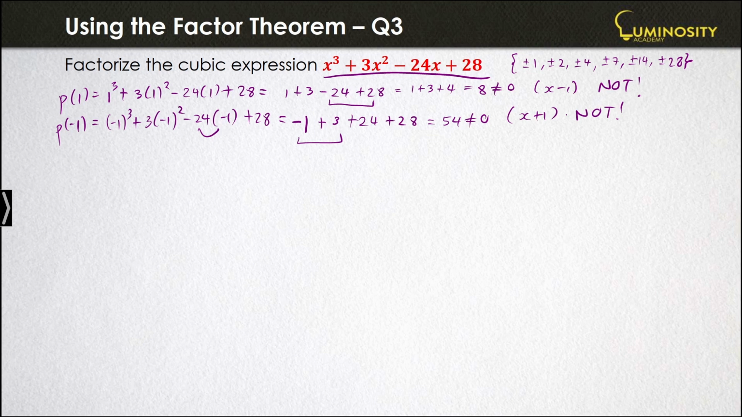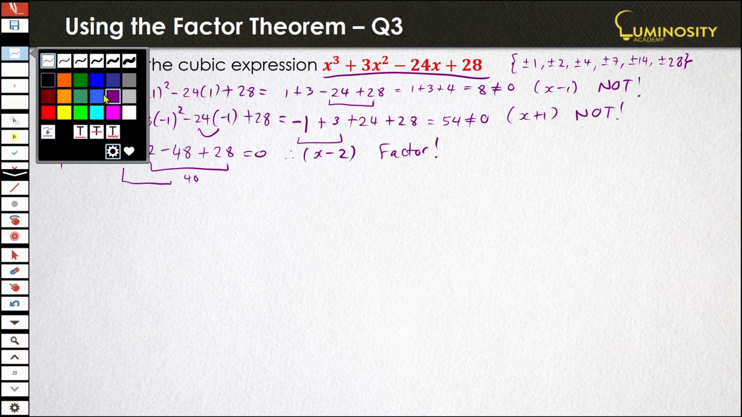Let's try 2. 2 cubed is 8. 2 squared is 4, and 4 times 3 is 12. Negative 24 times 2 is negative 48, and then plus 28. This looks promising. 12 and 28 is 40, plus this 8 is 48, minus 48 is 0. Therefore, x minus 2 is a factor.